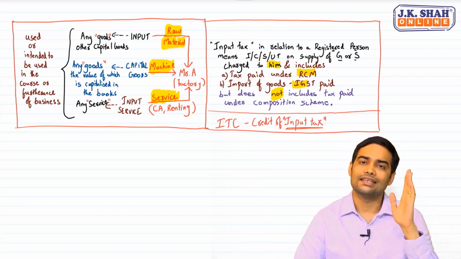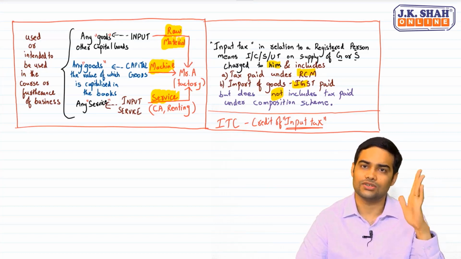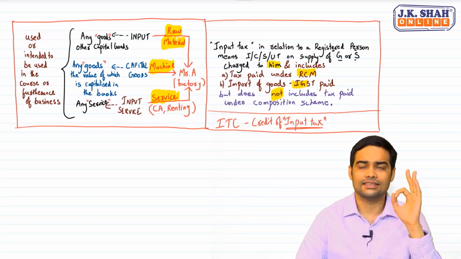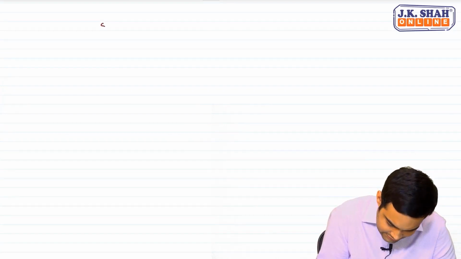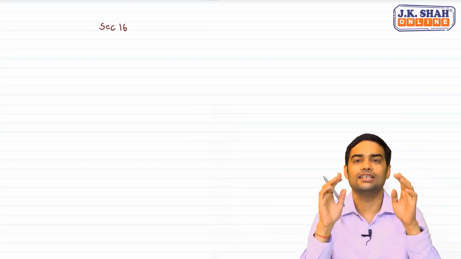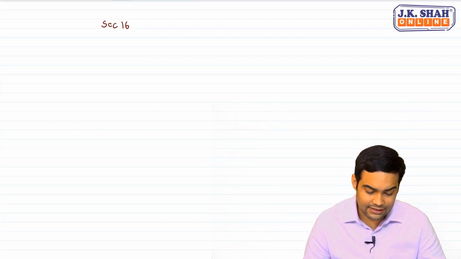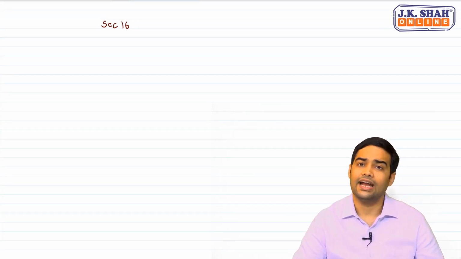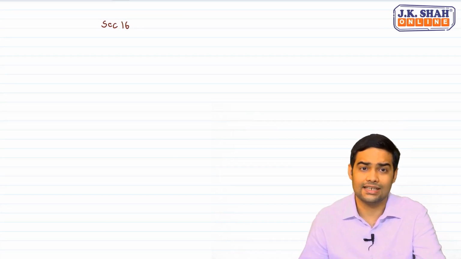ITC provisions are there from section 16 to section 21 of the CGST Act 2017. Now let's start the discussion from section 16. Let's begin. When we talk about section 16, the first thing which you should understand is it provides for some conditions. There are some conditions attached to section 16. That means unless and until these conditions are satisfied, ITC would not be available. So it's mandatory to satisfy these conditions.